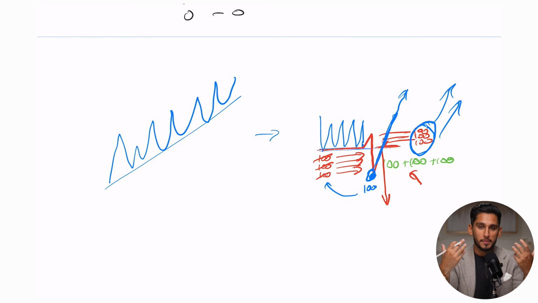And that's why we call it a manipulation and engineered price action, because price action was presented in a way to invite in stop losses, invite in pending orders, and invite in other market participants' behavior. So this is a typical manipulation.